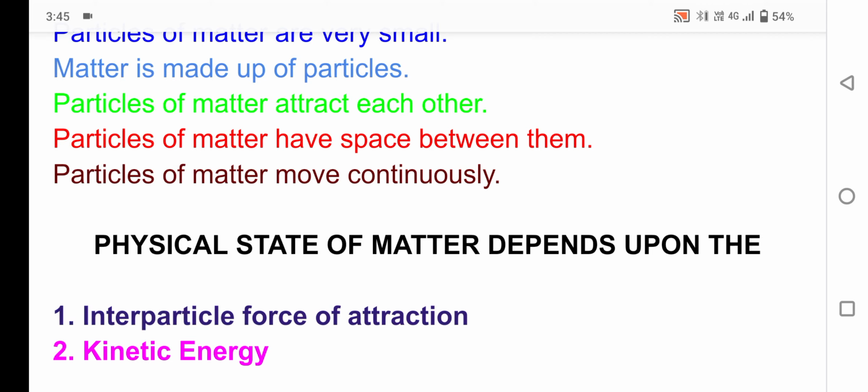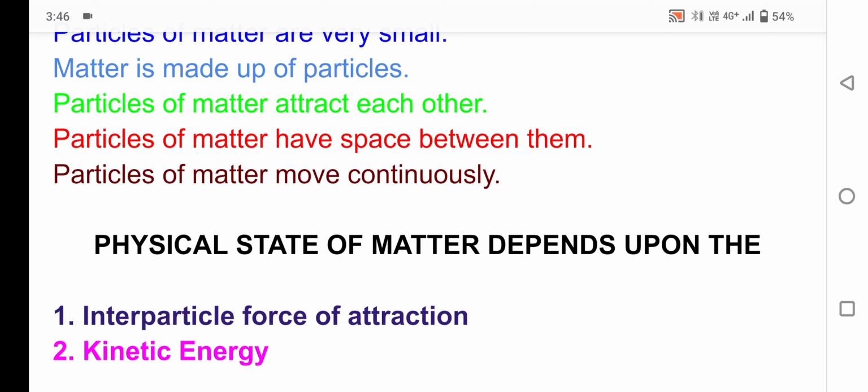Their movement depends upon the nature of matter, the physical forces operating between them, and the kinetic energy of the particles. What is this kinetic energy? In later videos, we will be discussing that. Simply, you can say the motion of the particles tends to move them apart. This is simply called kinetic energy.